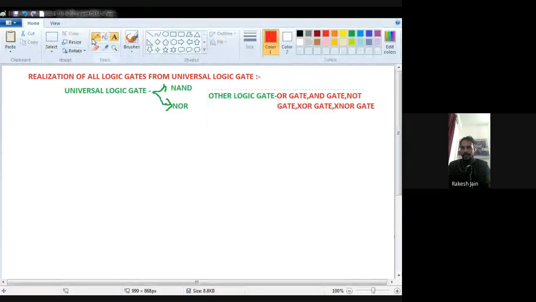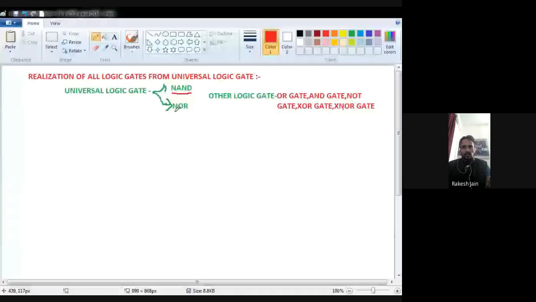If we study the NAND gate, what are the other logic gates? OR gate, AND gate, NOT gate, XOR gate, as well as NOR gate. We have to realize all the logic gates from this NAND gate, along with the NOR gate. And when we study the NOR gate as a universal logic gate, we will see the realization of OR gate, AND gate, NOT gate, XOR gate, and also the NAND gate from NOR gate.